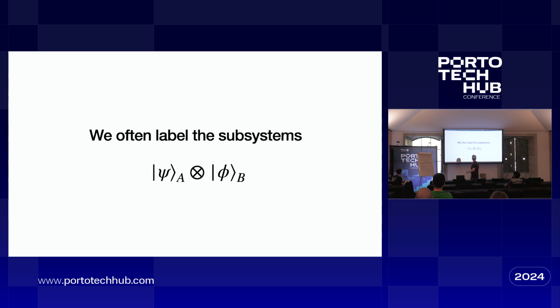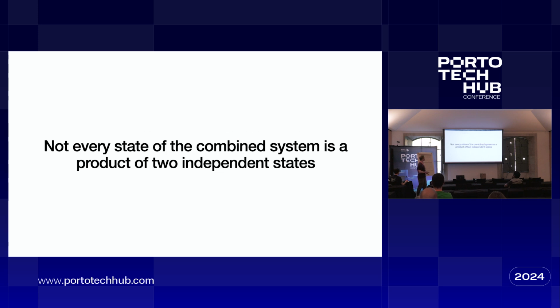Sometimes when we're doing these calculations, we get confused about which things belong to the first system and which belong to the second system, so we label the states with A and B, Alice and Bob.